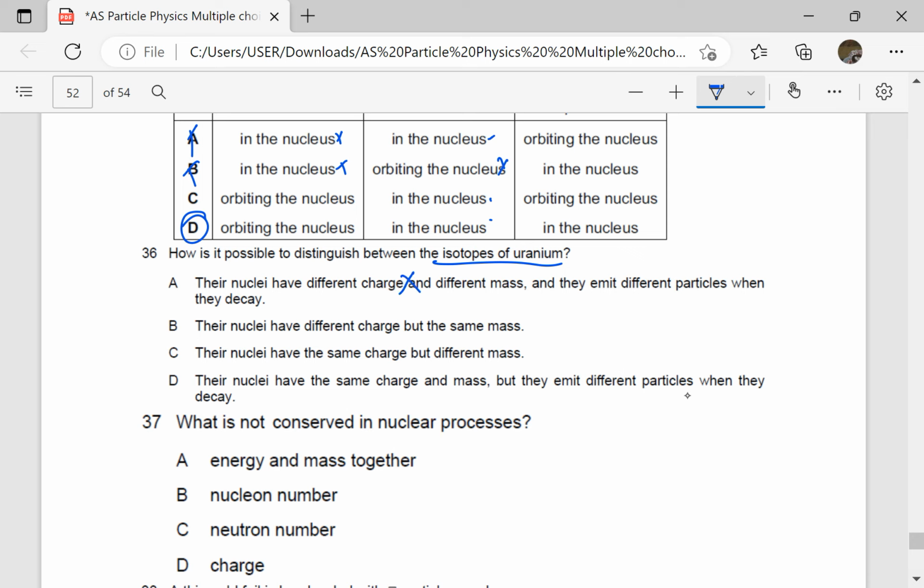That's not true. Their nuclei have the same charge because they have the same proton number. Their nuclei have the same charge, that is true, but different masses. That is very true because they can differ in nucleon number. Their nuclei have the same charge and mass? The mass is not the same, but they emit different particles when they decay. So the answer is C.